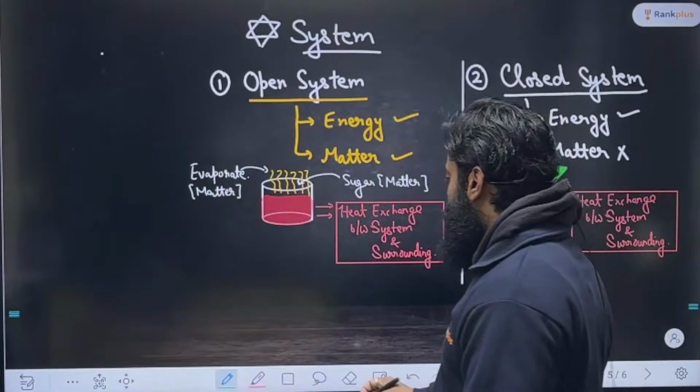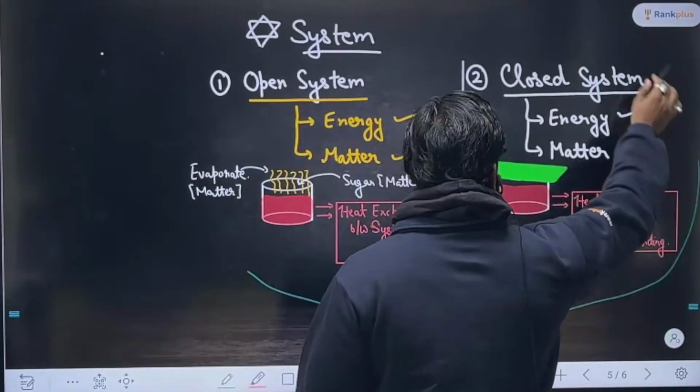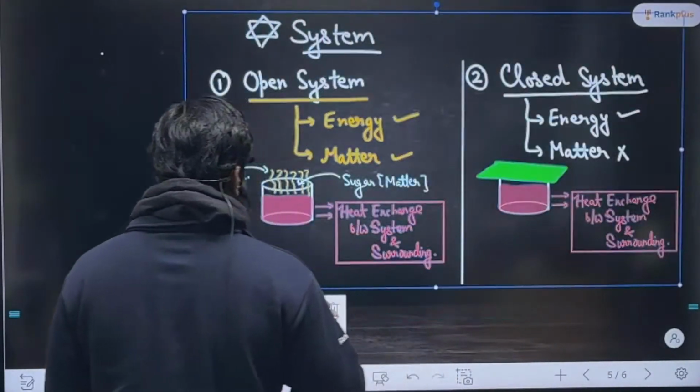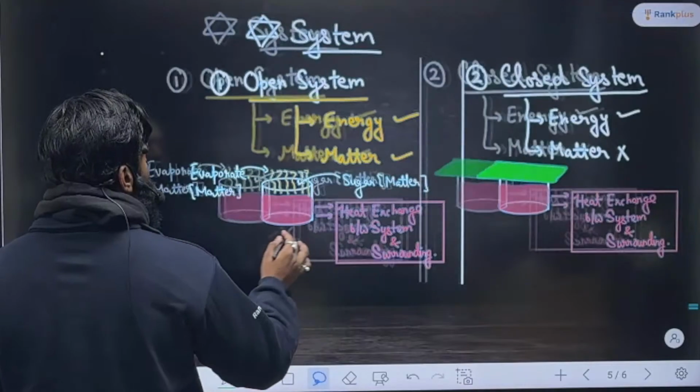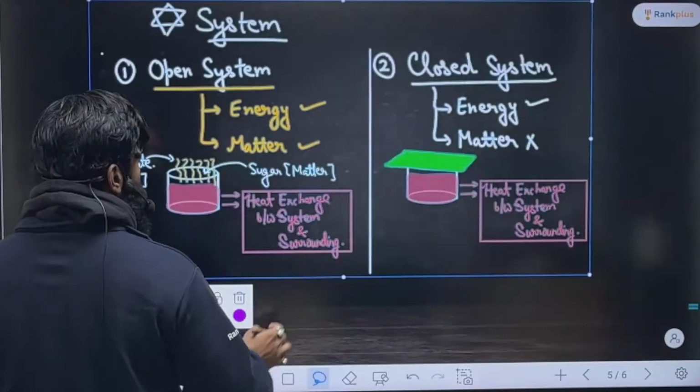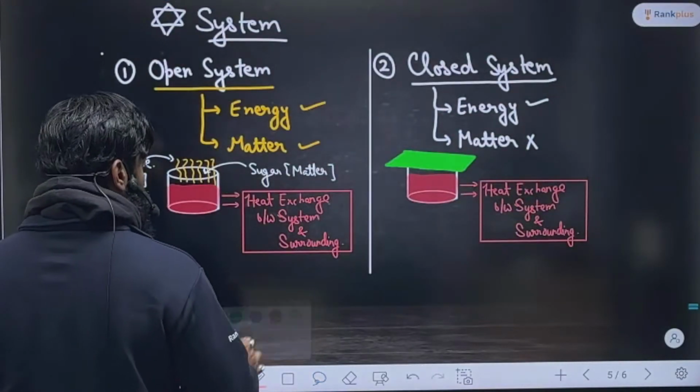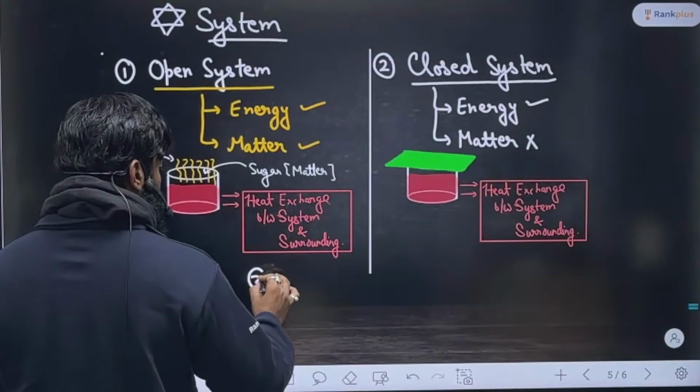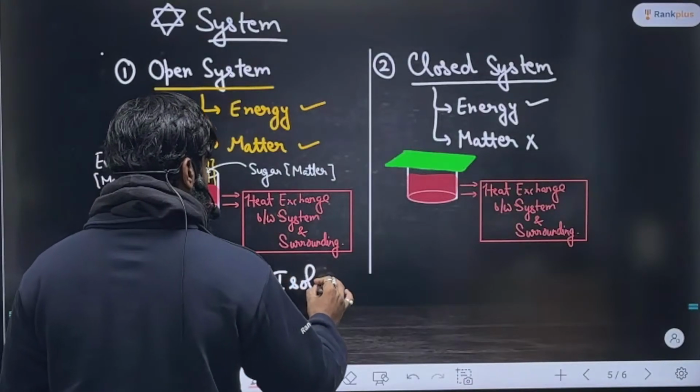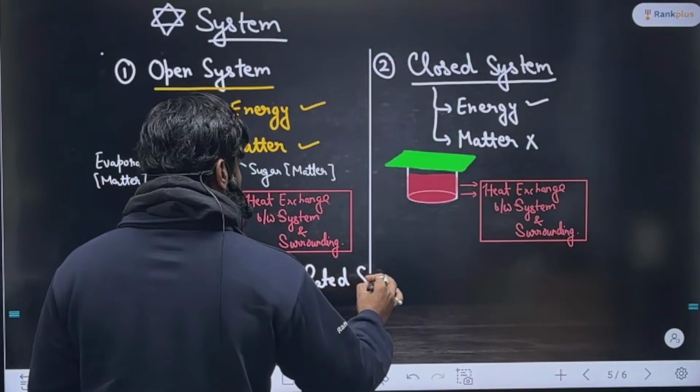Now there is another system known as an isolated system. In the isolated system, nothing can be exchanged; nothing is allowed to move out from the system. It's an isolated system.